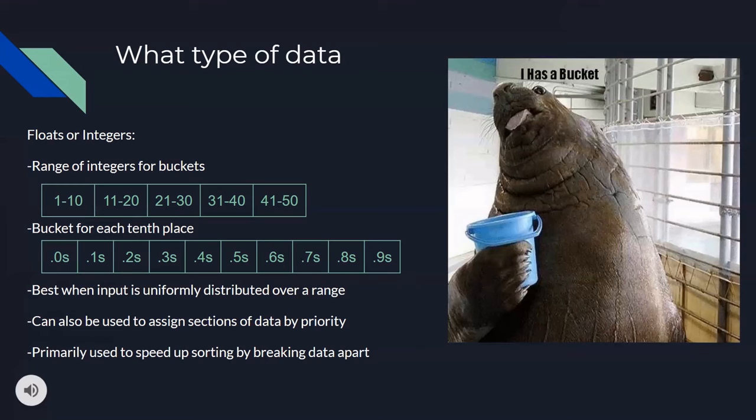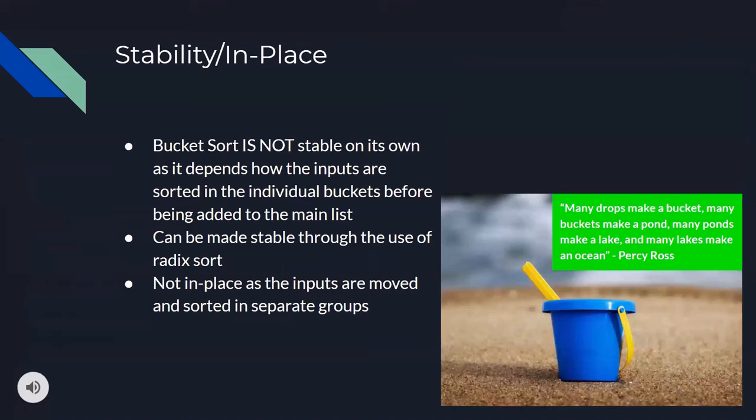Bucket sort is best used when the input is uniformly distributed, as I said in the last slide. And then with buckets, you can assign sections of data by priority using these buckets if you need to use priorities later on in your code. And bucket sort is primarily used to speed up the sorting by breaking apart these long arrays of data into shorter arrays to sort faster.